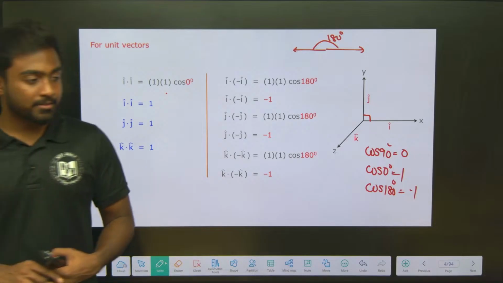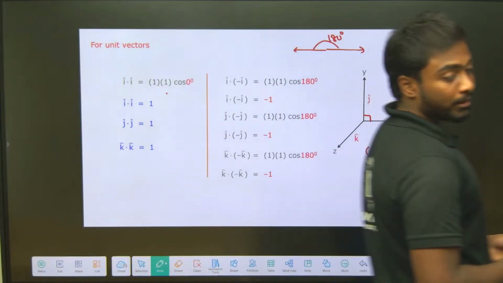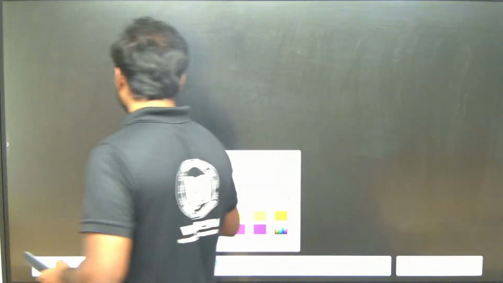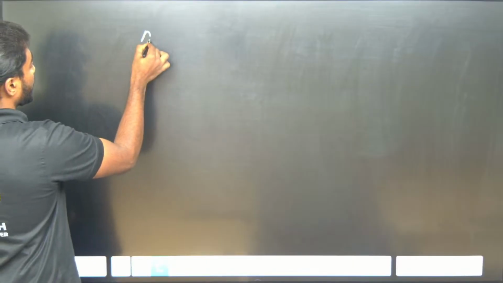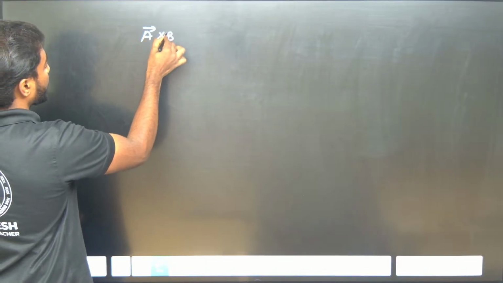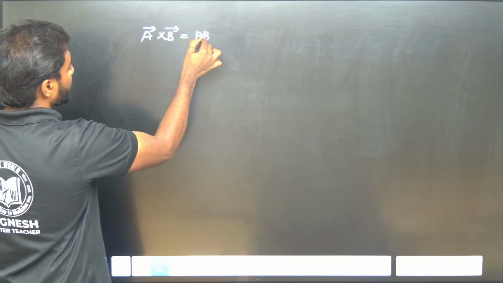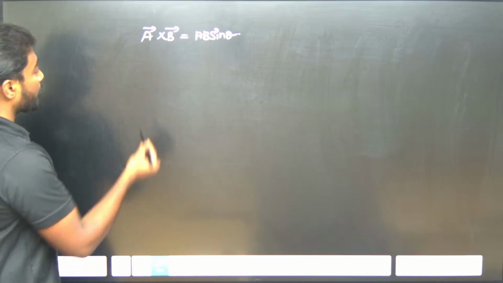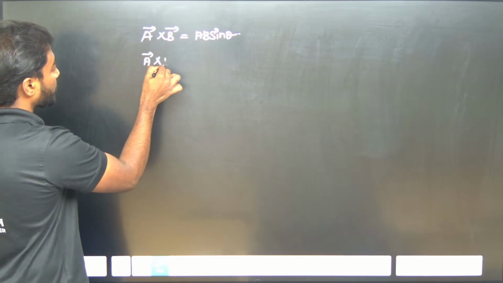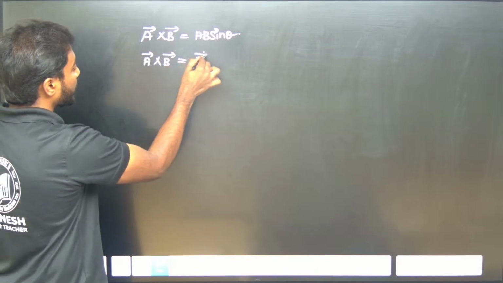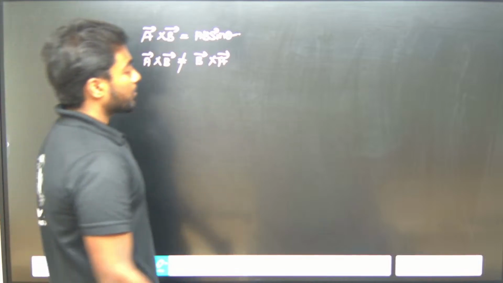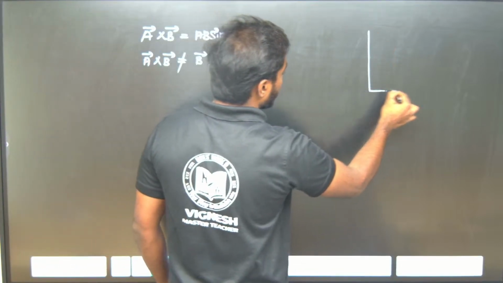Okay, so let's discuss the unit vectors for vector products, so that you will have some idea about how it will be different. A vector cross B vector will be AB sin theta, right? And I have told that A vector cross B vector is not equal to B vector cross A vector. It is not equal. Let me discuss that in a graph, with unit vectors.